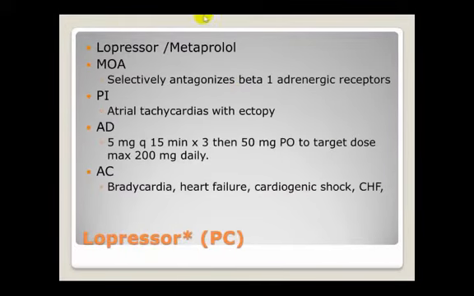This is a selective beta-1 agonist, which means it pretty much works on rate and contractile force strength. And the primary indication in this is atrial tachycardias with ectopy. The adult dose is 5 milligrams every 15 minutes times 3, and then 50 milligrams PO to target dose. Maximum is going to be 200 milligrams daily. Absolute contraindications in this is going to be bradycardia, heart failure of any sort, and then cardiogenic shock or congestive heart failure, which would be a type of heart failure.